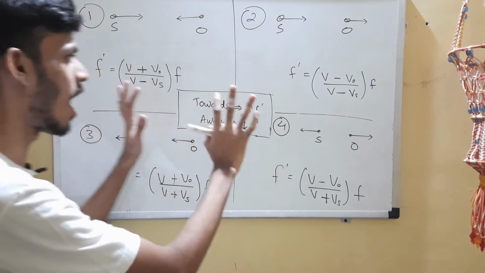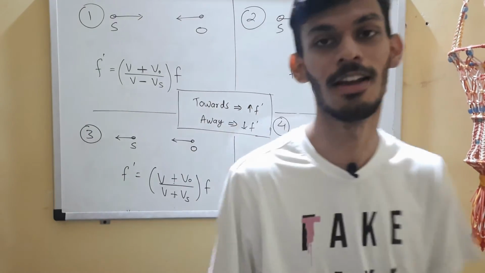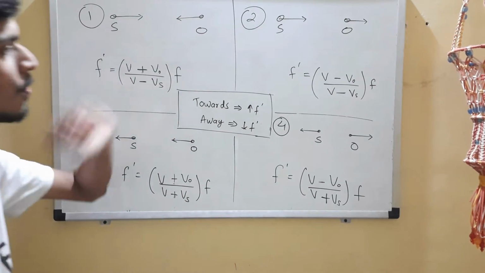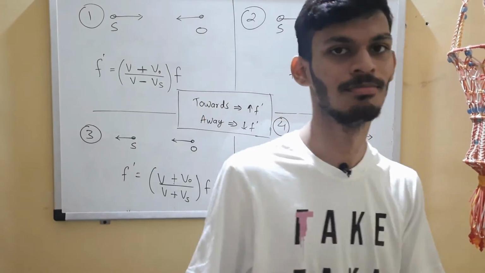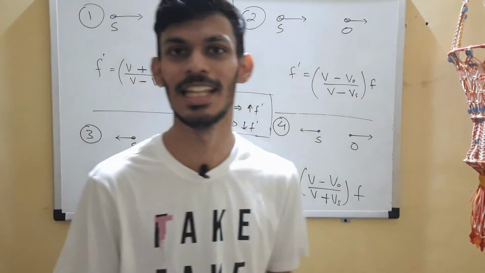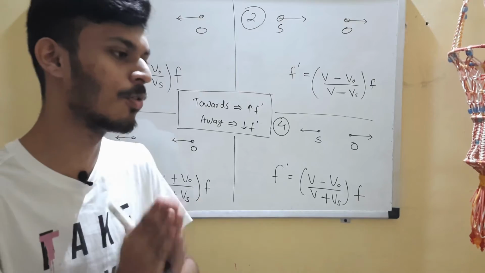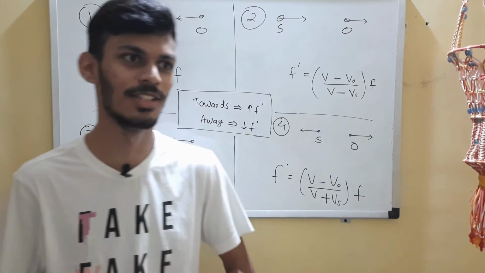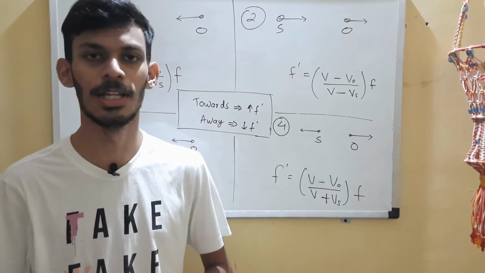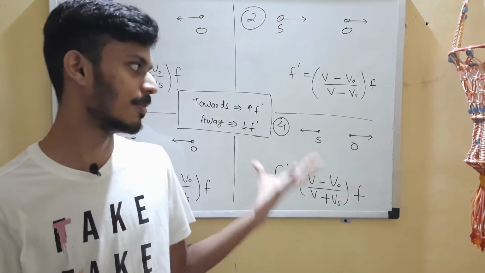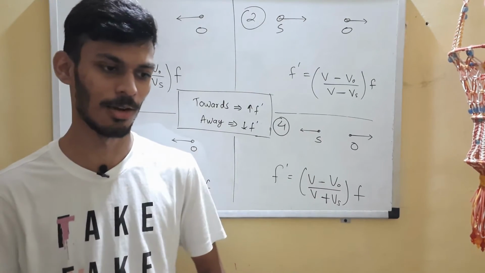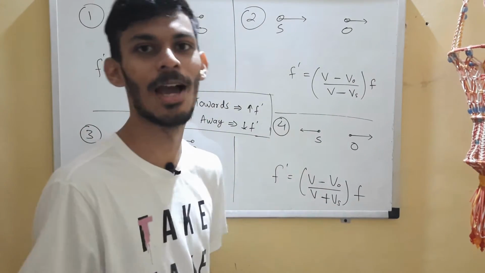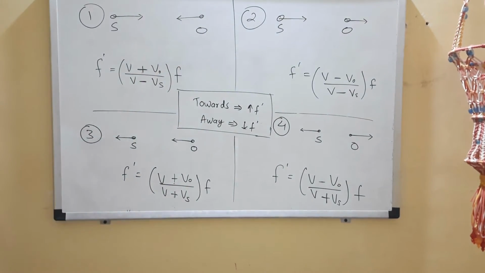I'll explain how this works in the next chapter: why when the source moves towards the observer the frequency increases, and why vice versa. So let's move to the next chapter. Or else, if you don't want to learn the why aspect, you can directly skip to the next chapter, which is based on numericals. We will do numericals based on Doppler's effect.